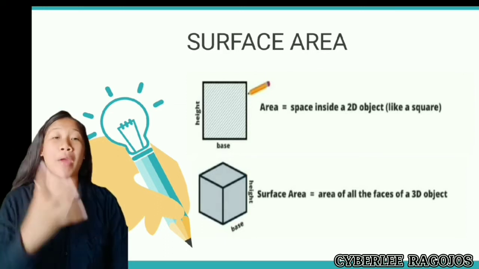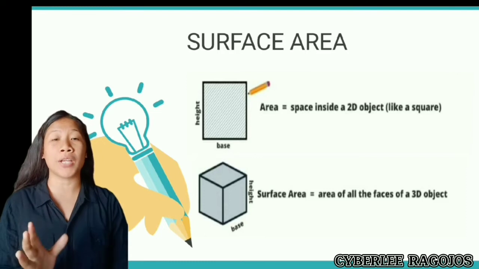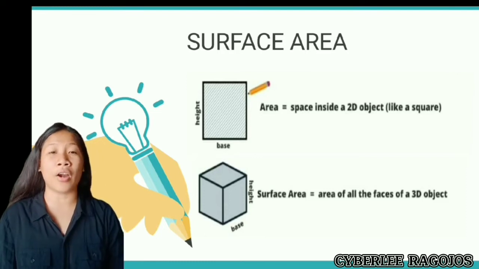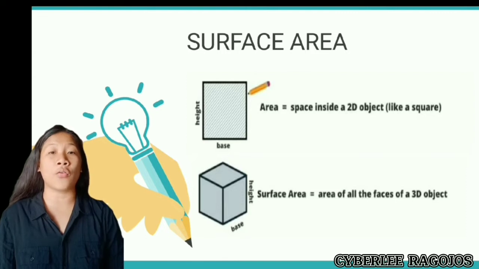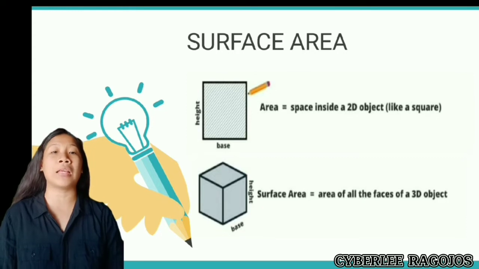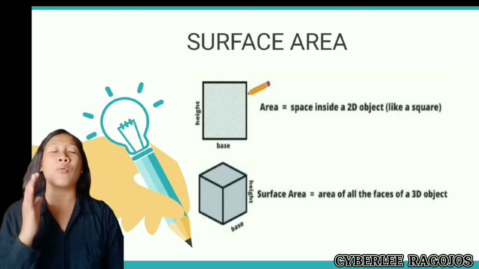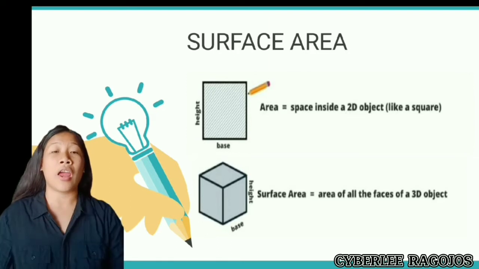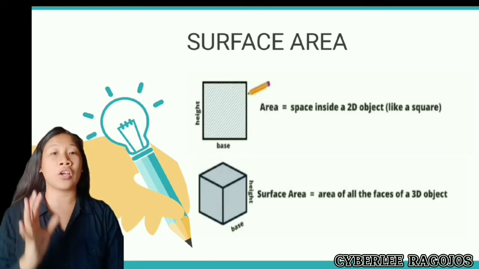Area is the space inside a 2D object like a square. The area of a 2D shape like a square is all of the space inside of the shape. In other words, pick a pencil: the area of a square, we learn how to calculate by multiplying the base times height. So, imumultiply lang natin yung base times height para makuha yung total area or area ng isang triangle or square. So, in the next picture, as we can see, a cube.